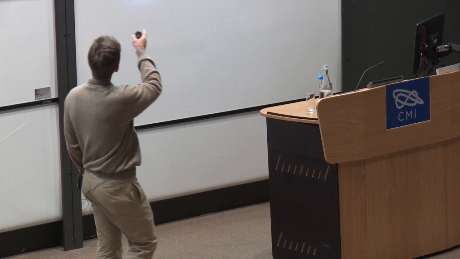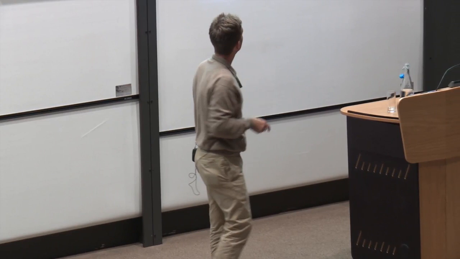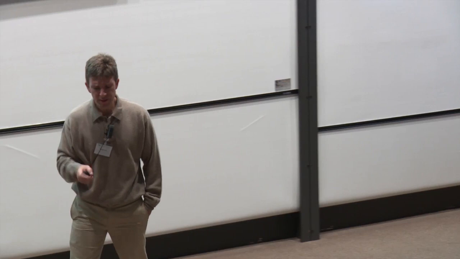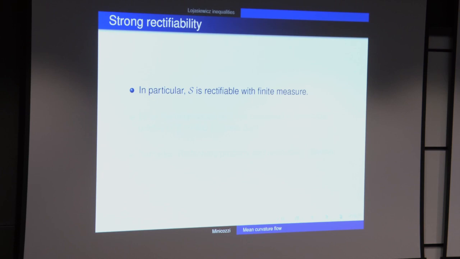And the corresponding statement for the regularity of the singular set is that the singular set is now contained in a finite union of compact C1 n minus 1 manifolds, plus a set of lower dimension. In fact, you can say much more than just a set of lower dimension. This is a sort of stratification result of the singular set. We can keep going with the rectifiability. Once you look at the stuff that's of the top dimension, the stuff that's left over isn't just of lower dimension, but in fact, it too is stratified. And so it's rectifiable. It's contained in a union of C1 manifolds.